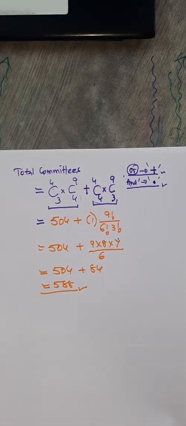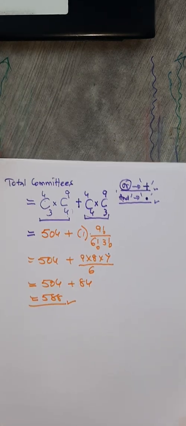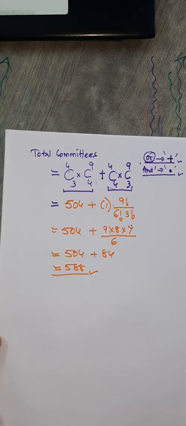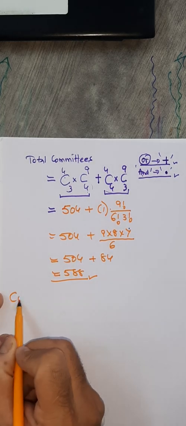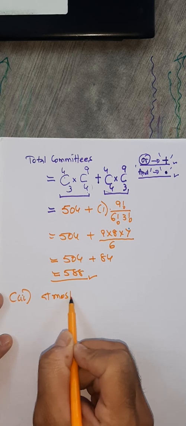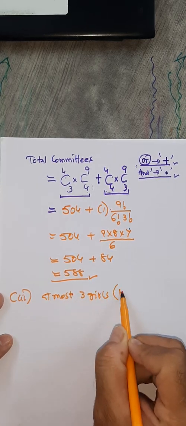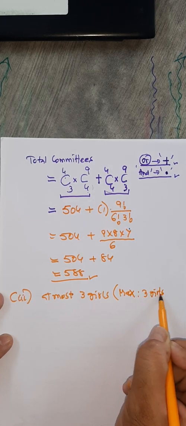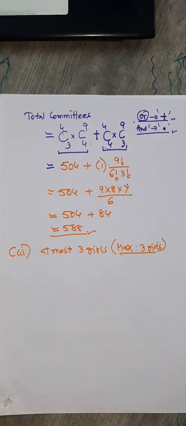Fine. Next question. At most 3 girls. At most means what? Maximum 3. Not more than 3, remember. Third question. What's the third question? At most 3 girls. At most 3 girls means what? Maximum 3 should be there. Maximum 3 girls. Not more than 3.